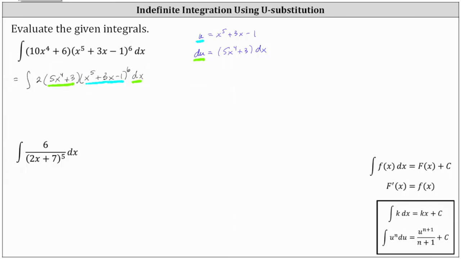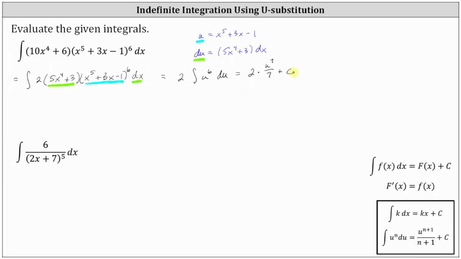So writing the integral in terms of u, we have 2 times the integral of, again, if u is x to the fifth plus 3x minus 1, this is now u to the 6th. And the quantity 5x to the fourth plus 3 dx is just du. Notice how this simplifies the integral dramatically. And now we integrate with respect to u using the power rule of integration, which gives us 2 times u to the power of 6 plus 1, which is 7, divided by 7, plus c.